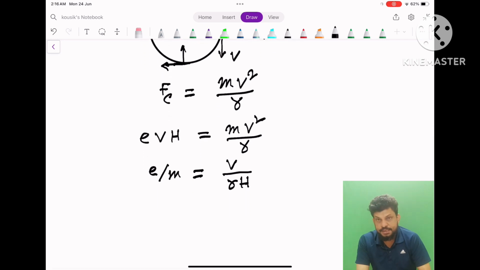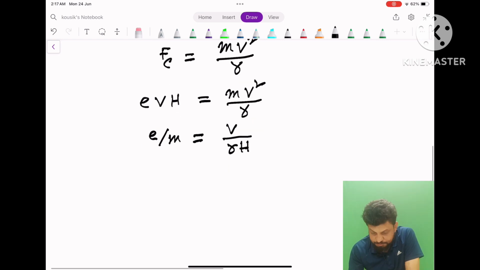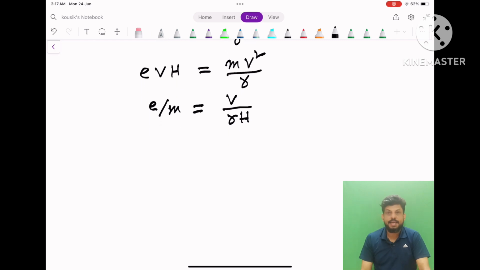But here is a problem. We don't actually work out the E by m value from this expression in a real situation, because we don't know the velocity of electron in this discharge tube. So we can replace the value of V with known quantities. For this reason, we consider another equation.